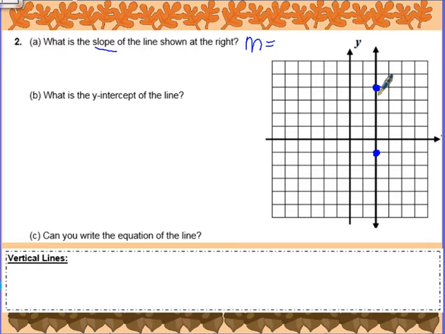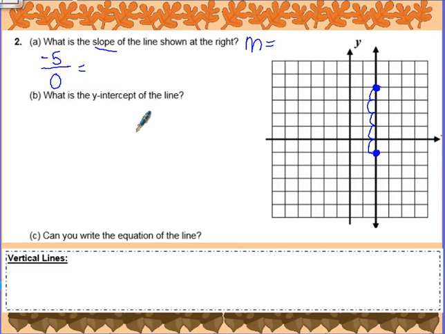So if I want to get from this point up above to the point below, I have to go down 1, 2, 3, 4, 5. So the rise would be -5 over. Now once I go down 5, do I need to run in any direction? No. So we run 0 amount.